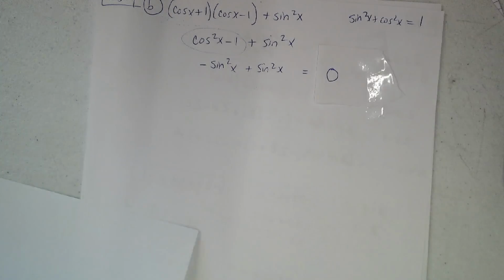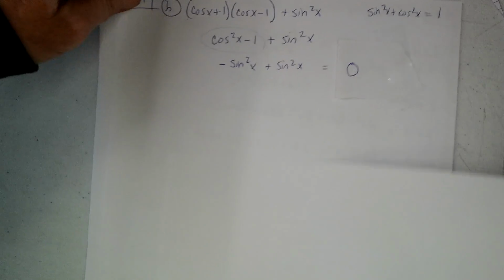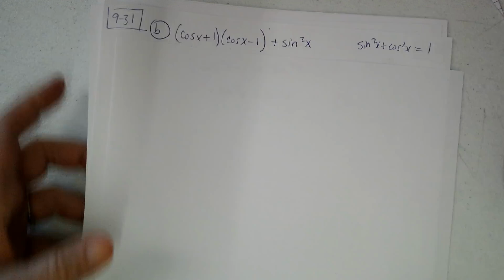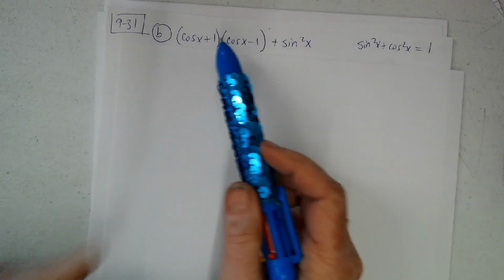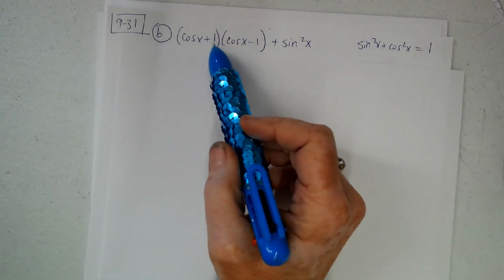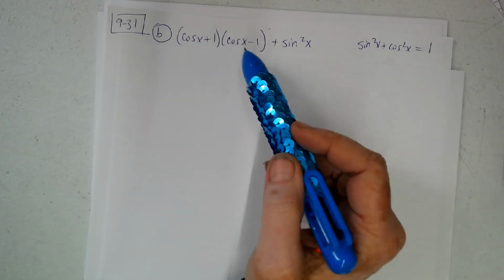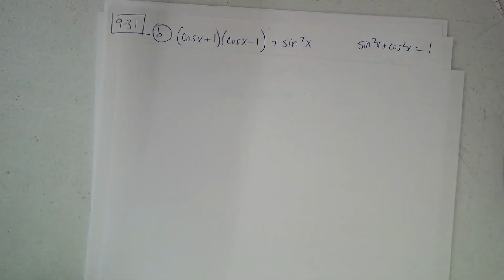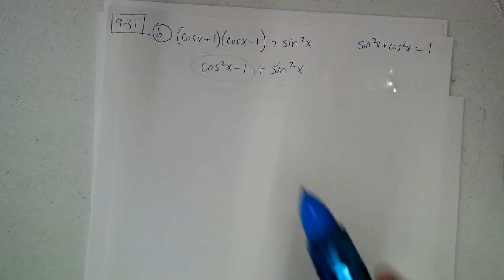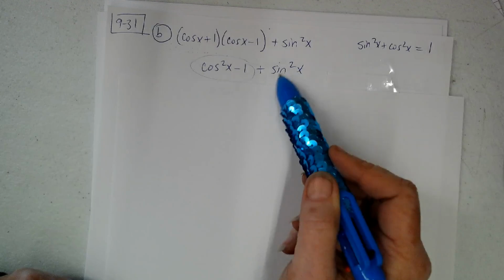Now letter B. Letter B is cosine x plus 1 times cosine x minus 1. I recognized it as a difference of squares because a squared minus b squared is a plus b times a minus b. So I can write this as a squared minus b squared. So I did that. I wrote it as cosine squared x minus 1 squared. And then I just left this alone.